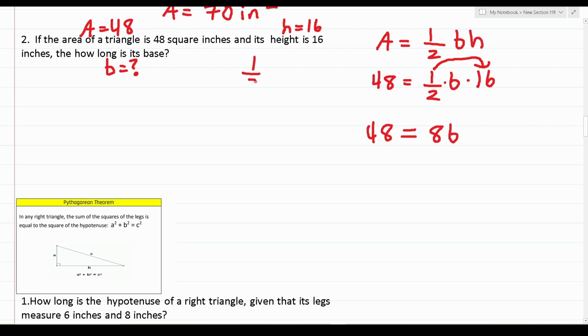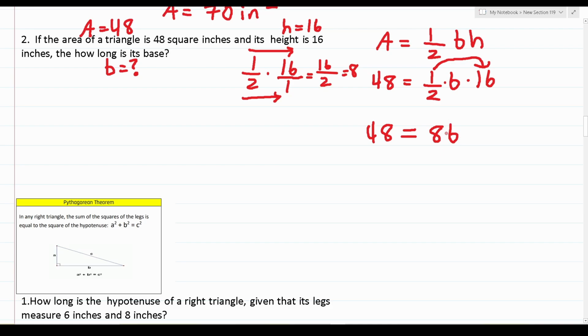We have 1/2 times 16. As we saw previously, when we multiply a fraction by a whole number, we want to rewrite that whole number as a fraction by placing it over 1. Then we multiply straight across. This becomes 16 times 1, which is 16. 2 times 1, which is 2. 16 divided by 2 is 8. So that's how I came up with 8 there.